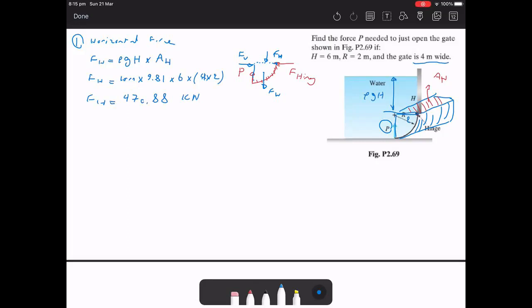We also need to know the location of this force. Since this is horizontal, it's acting on the centroid or the center of the plate, and since it's a rectangle, it will be at the center. And I need to find the distance from the hinge point. So that's the distance we need to find. We call it XH, and XH will be equal to half of the radius, which is 2 divided by 2, equal to 1 meter.